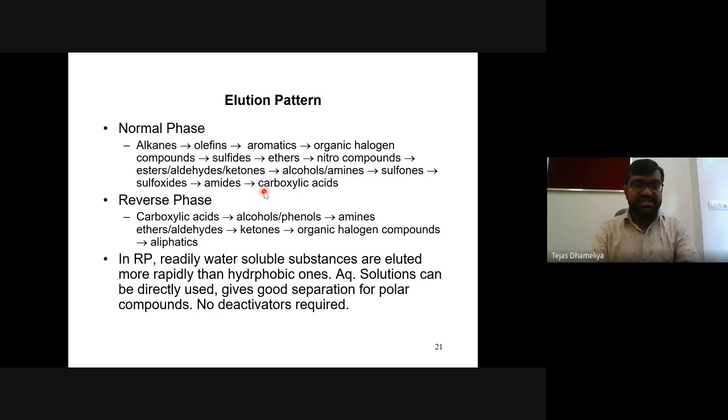Then reverse phase: in reverse phase, the mobile phase is polar in nature and the stationary phase is non-polar. So if the stationary phase is non-polar, then non-polar compounds will be eluted last. Like dissolves like. Non-polar can interact with non-polar and polar can interact with polar. This is one of the phenomena which is widely utilized, and in reverse phase, readily water soluble compounds are eluted more than hydrophobic ones. So they also give good separation for polar compounds where no deactivator is required.